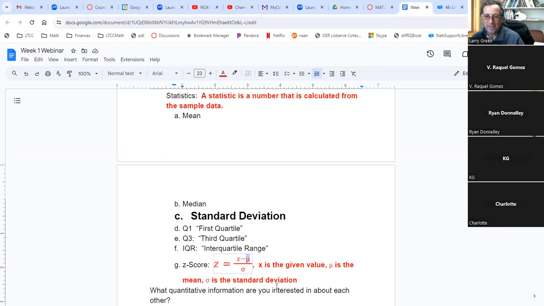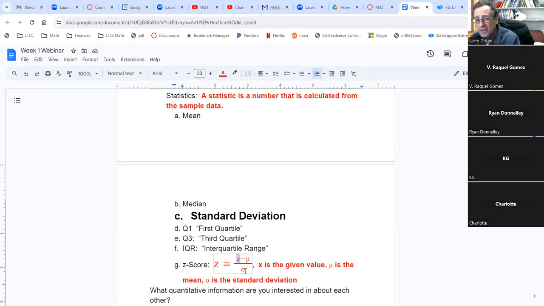It's a Greek letter, and it's the letter you use for the population mean. And then, as I mentioned earlier, this letter is sigma, and that's the standard deviation for the population. Whereas x is a value that you want to look at. So the z is x minus mu over sigma.